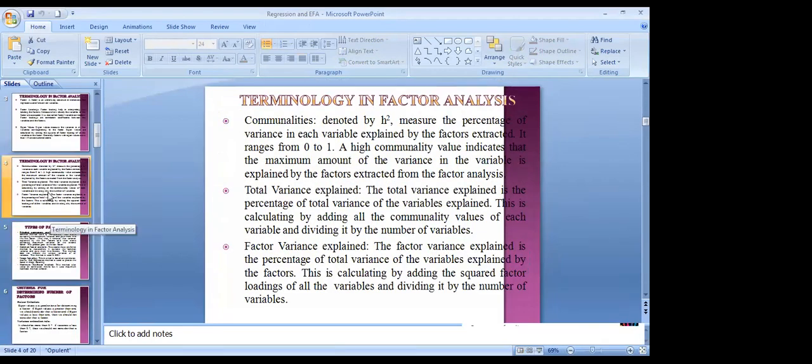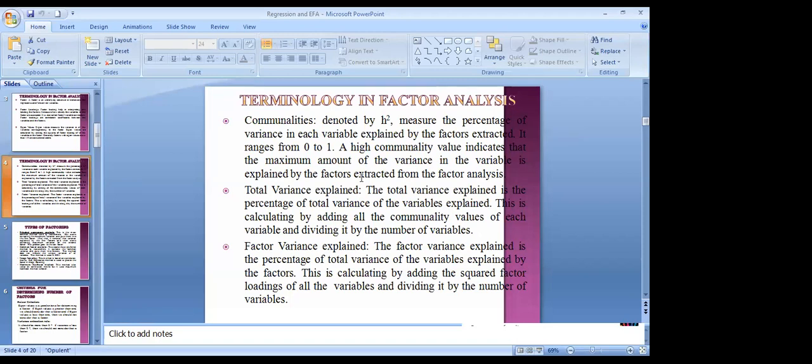Communalities. They are denoted by H square. It is the percentage of variance in each variable explained by the factors extracted. They range from 0 to 1. Minimum level is 0 and maximum value is 1. A high communality value represents the maximum amount of variance in the variable explained by the extracted factor. So if you have 0.9 and above communality value, that is good. You should not eliminate that particular variable. I will explain this with reference to our case study.